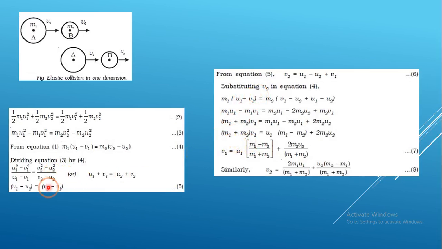v2 solve करने के लिए बस आपको क्या करना पड़ेगा? You have to take the value of v1. v1 is equal to, आपको यहाँ पे लेना पड़ेगा, v1 is equal to u2 plus v2 minus u1. And you have to substitute that value in the place of v1. You will get the value of v2. v2 is equal to 2 m1 u1 upon m1 plus m2, plus u2 into m2 minus m1 divided by m1 plus m2.